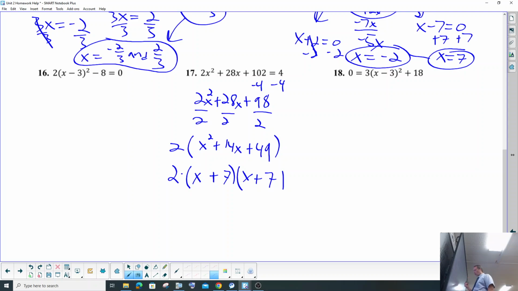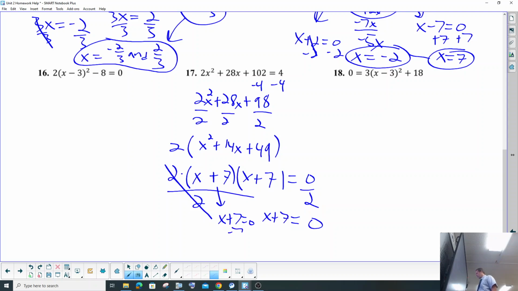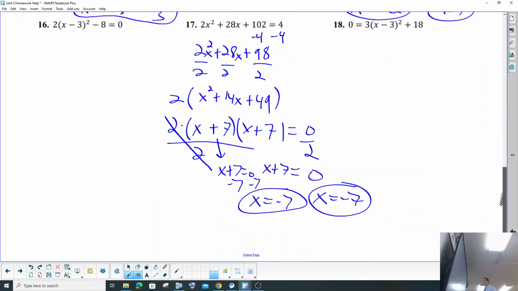Now that 2 is going to go away when you set them equal to 0, because you're going to divide it all by 2. 2 is still a factor, but we're trying to solve for x. So divide to the other side, that goes away, and then we just set both of them equal to 0. And so it's a multiplicity of 2. We get negative 7. You can say both times, I guess, or just once, because it's a multiplicity of 2. And then we jump to number 19.